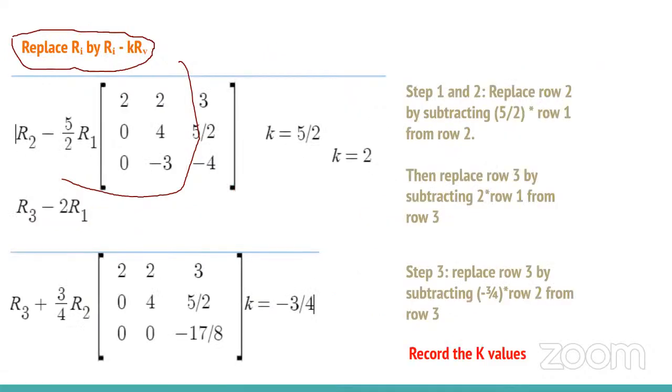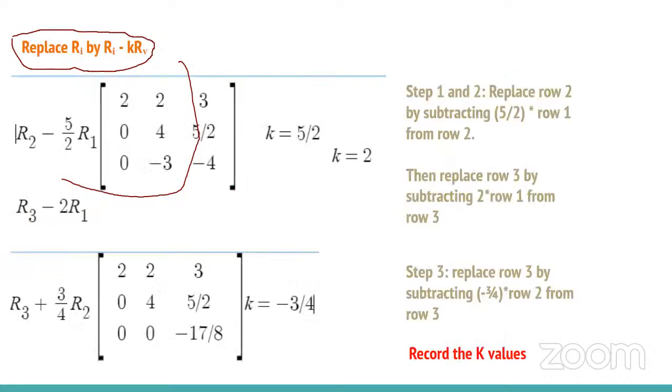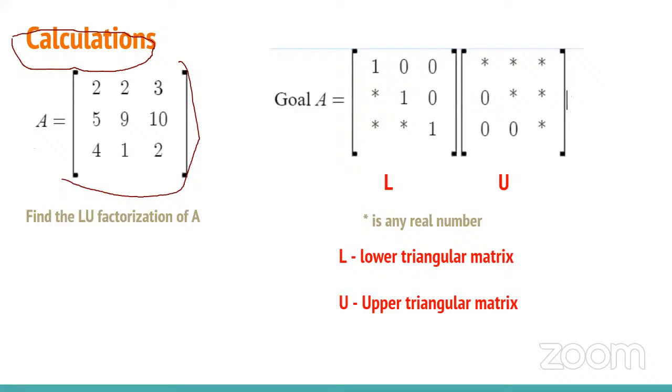And the next member of the row is 4. So 4 minus 5 over 2 times row 1. Row 1 here has 2. So 4 minus 5 over 2 times 2. 5 over 2 times 2 is 5. Sorry, the second number, the second member of row 2.